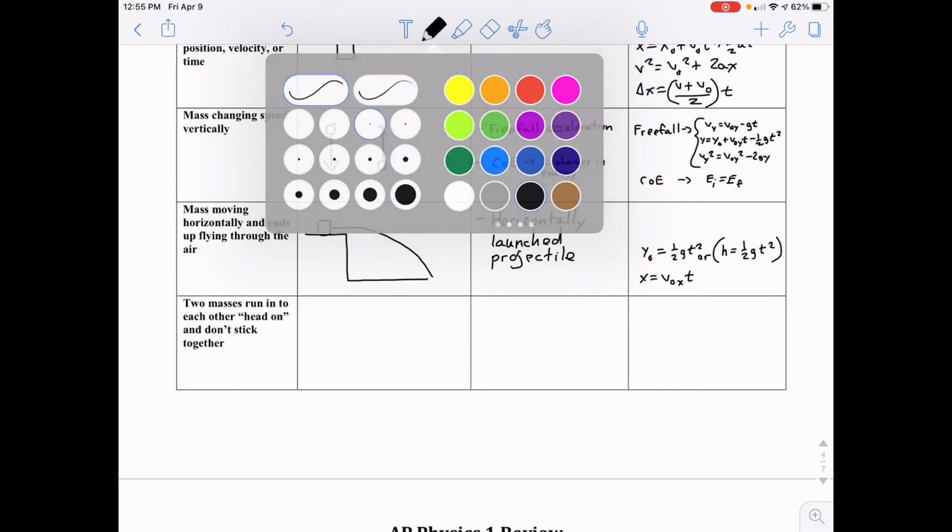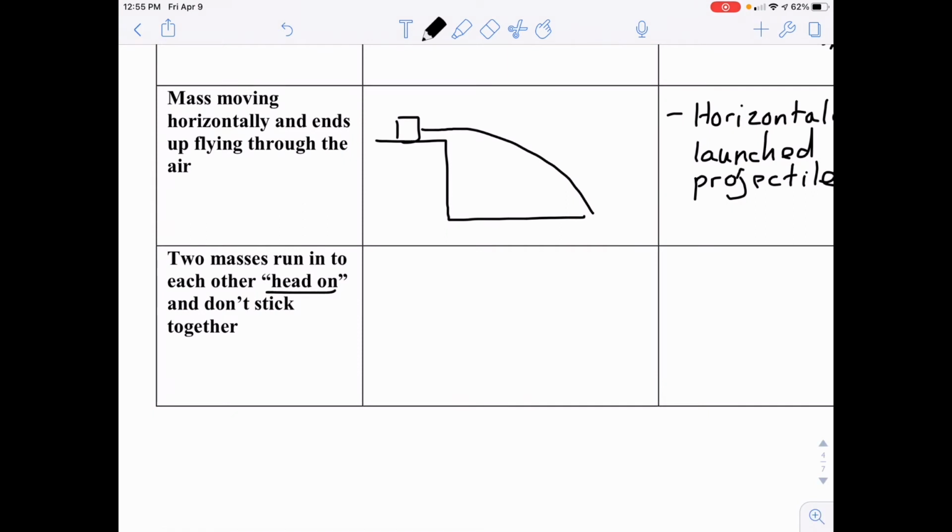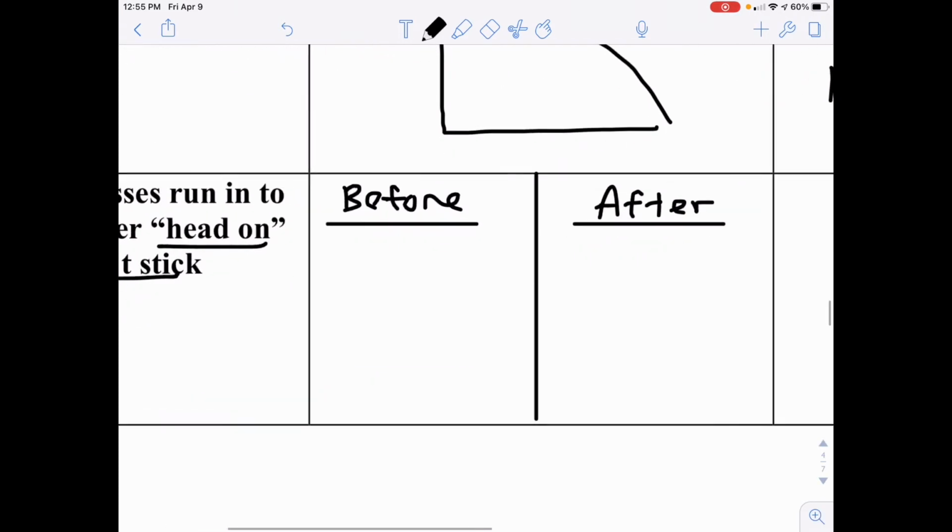And in this next scenario, let's say we have two masses that run into each other head on but don't stick together. Okay, now anytime we have a collision, just like we did with angular momentum, we're going to draw before and after scenarios. So we have a before situation and an after. Now before, we have one mass, I'll call it mass 1, and we have mass 2, and they're going to collide.